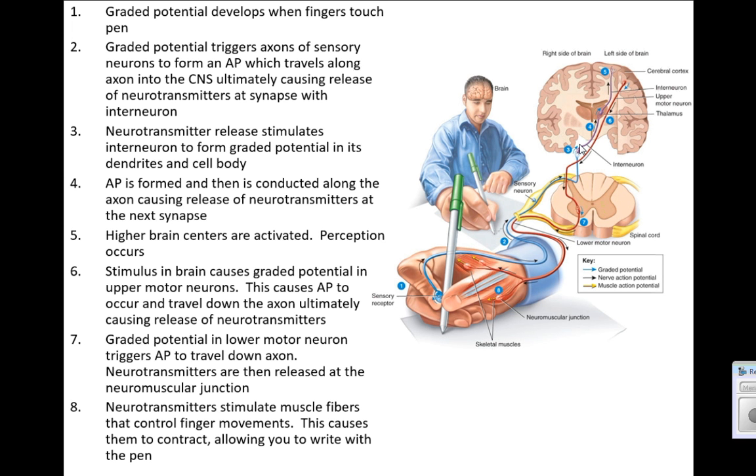That signal is then going to create an action potential up into our thalamus in our brain. Another synapse, so signaling between two neurons, all the way up to our cortex. That's our highest brain center, where we perform perception. Then we have the motor aspect of things. The signal comes down by an action potential through a motor neuron, down our brain, into our spinal cord, all the way down and out of our spinal cord by way of a lower motor neuron that then activates an action potential in our muscles. And this causes them to contract, allowing you to write with your pen.